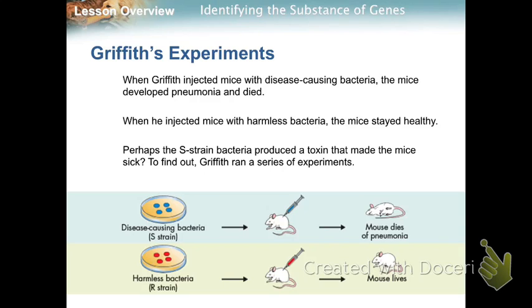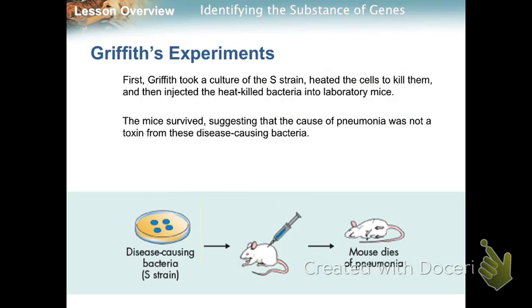He experimented on mice. When he injected mice with the S bacteria, the disease-causing bacteria, the mice developed pneumonia and died. When he injected mice with the harmless bacteria, the mice stayed healthy. No surprise with these results. Then he started getting a little tricky with things.